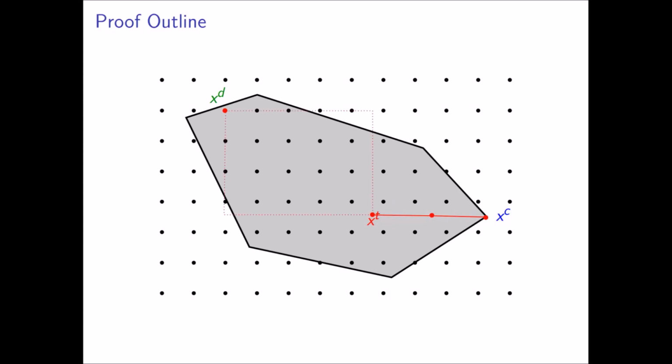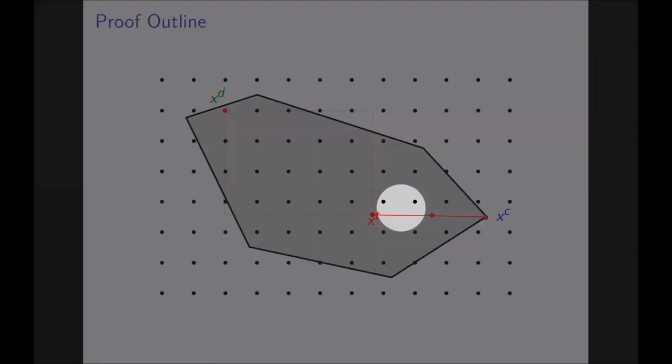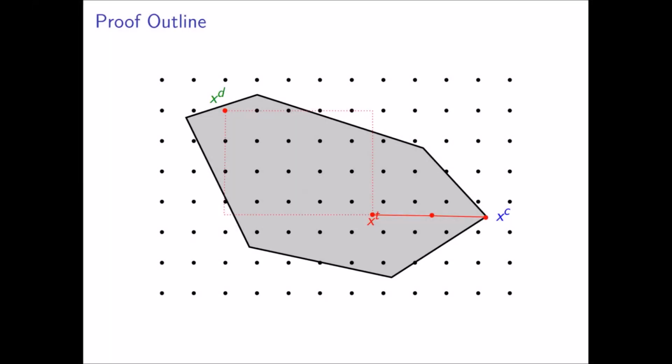In the first case, we have that xt and xd are close enough in all components. Since we can bound the distance from xc to xt along the path, then we can say directly that xd and xc are close enough.